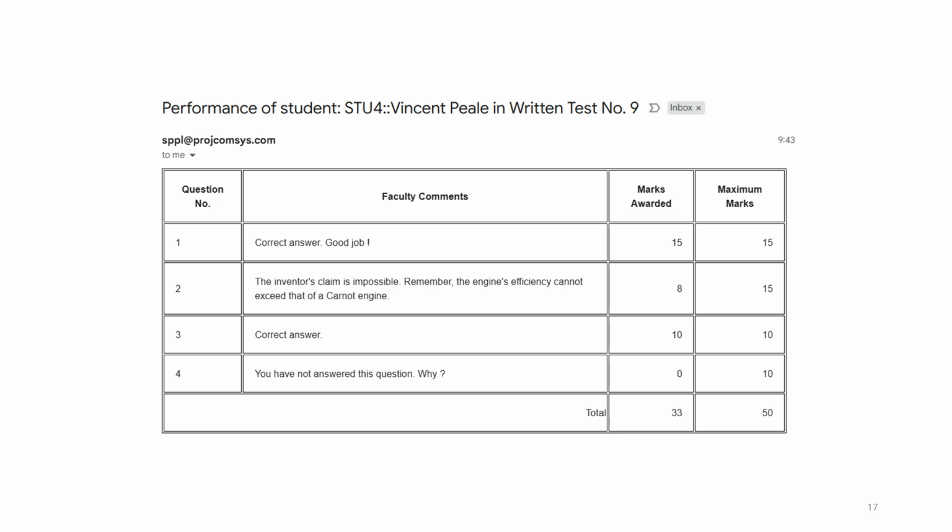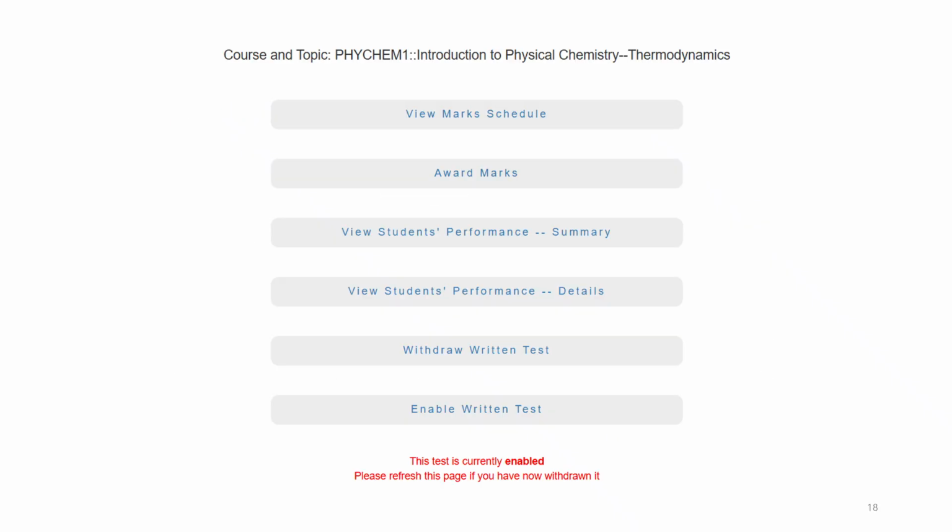In the same manner, you can record the marks and your comments for each of the students who have submitted, and they will, of course, receive their performance reports by email, just as Vincent Peel did. And now, back to the top part of your view of the written test process instance. By clicking View Students' Performance Summary, you can know the total marks obtained by each student. Should you wish, this information can become part of the final grade you award to a student at the end of term.